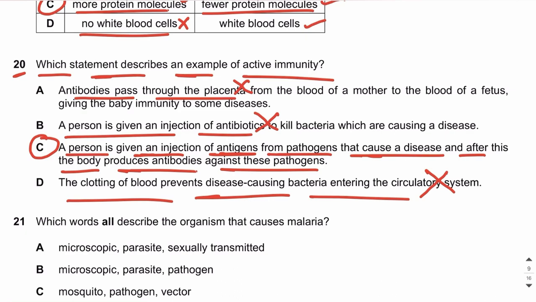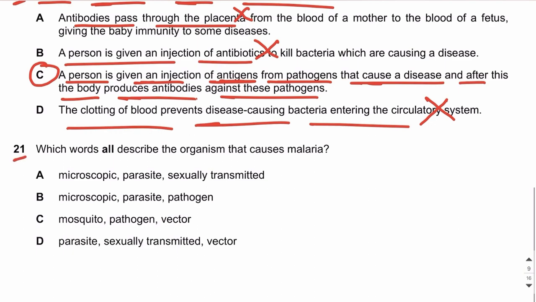So what happens is that the blood clots to close the blood vessel, or to seal the blood vessel, so that the bacteria do not enter the circulatory system. This is basically the role of the external defense system, which prevents the entry of pathogens. And C is the answer because antigens derived from a particular pathogen are injected into a person, and these antigens trigger an immune response leading to the production of antibodies, right?